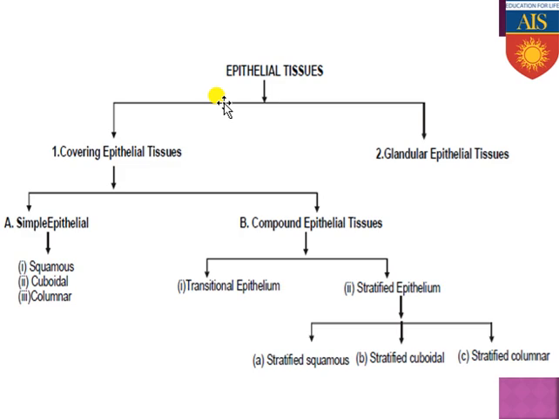Compound epithelial tissues are those specific types of epithelial tissues which have multiple layers of cells. For that reason their name is compound epithelial tissues, and this specific tissue is exclusively made up of 2 different categories. One is transitional epithelial tissue, another one is stratified epithelial tissue.